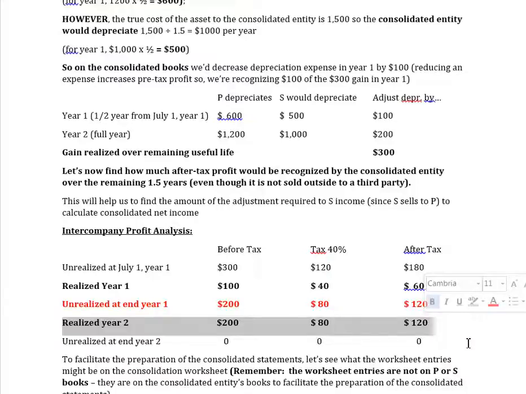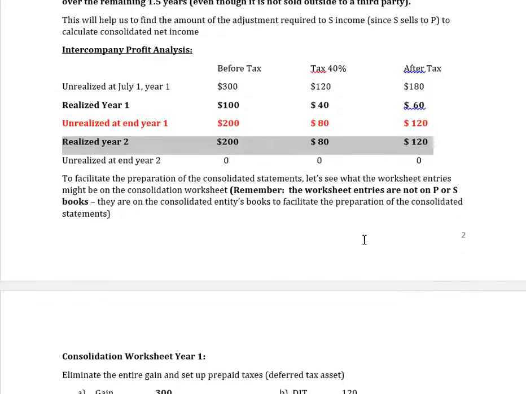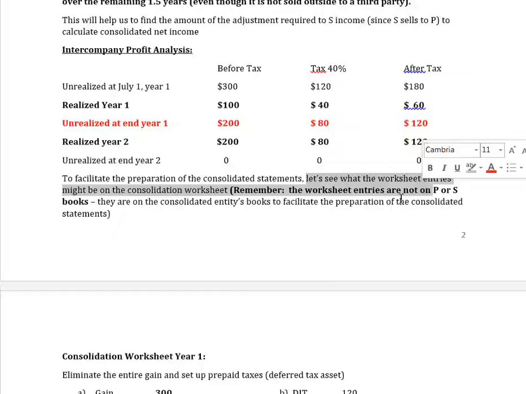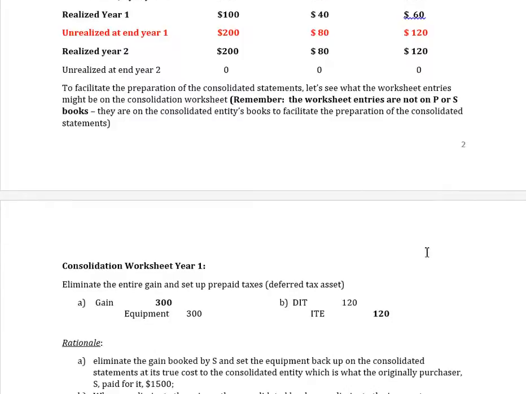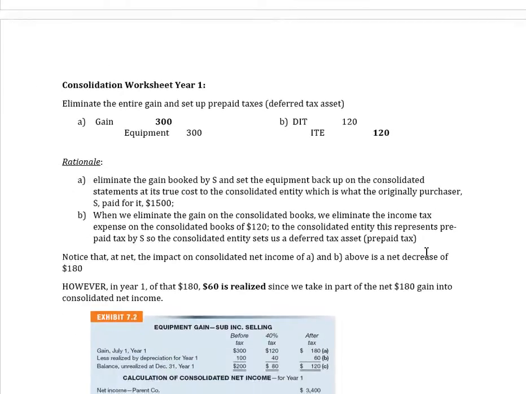Okay, so now to facilitate the preparation of those consolidated statements, what I like to do with students is to help them see what the worksheet entries would be on the consolidation worksheet. And remember, the worksheet entries are not on P's or S's books. They're simply done by the consolidated entity. So what would we do on the worksheet, the consolidation worksheet, to facilitate the preparation of those consolidated statements?